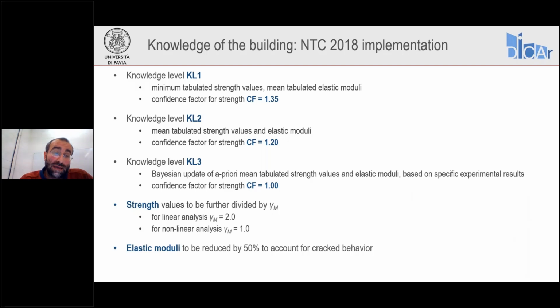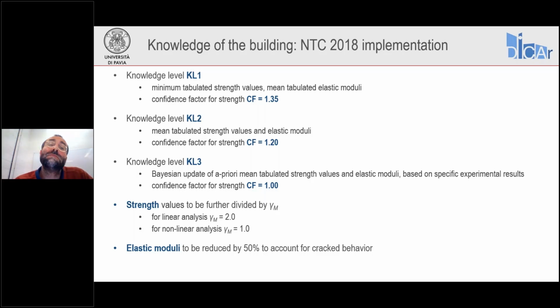Again, looking at these tabulated values, the Italian code says that if we are in the lower knowledge level, KL1, we need to take from these tables the minimum strength values and the mean elastic moduli values. And the strength values shall be reduced by a confidence factor of 1.35 as in the Eurocode. In knowledge level 2, instead, we take the mean tabulated strength values and elastic moduli. And the confidence factor reduces to 1.2 as in the Eurocode.